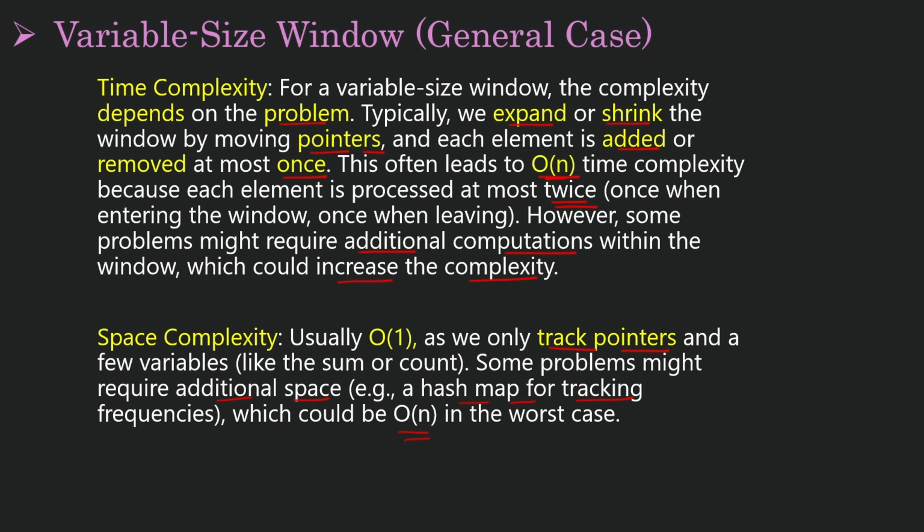In our fixed size example, we reduced the time from O of n times k to O of n by reusing the previous window's sum. In the variable size example, we process each element at most twice, keeping the time at O of n. This efficiency makes the sliding window ideal for array problems.